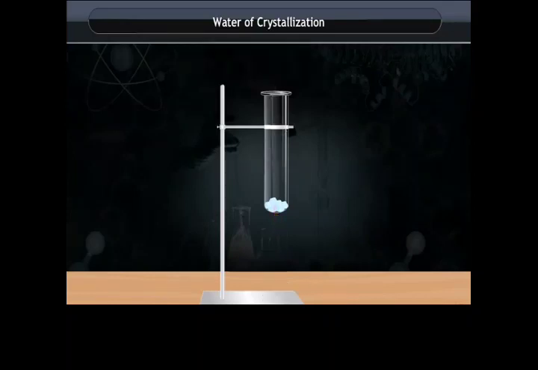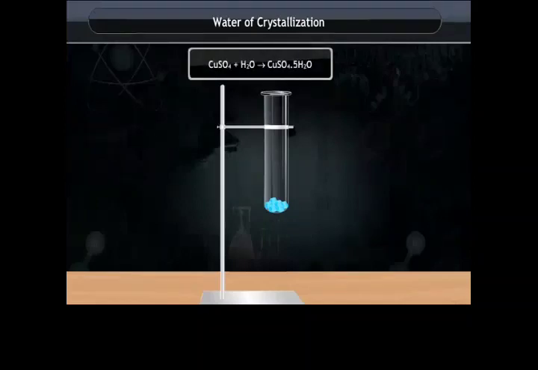Add 2 to 3 drops of water on the sample of copper sulfate obtained after heating. What do you observe? Is the blue color of copper sulfate restored? Yes, copper sulfate regains the original color. From this activity, we conclude that copper sulfate contains water of crystallization.